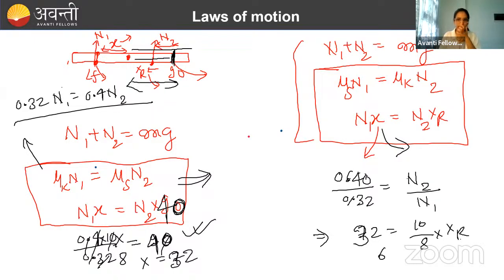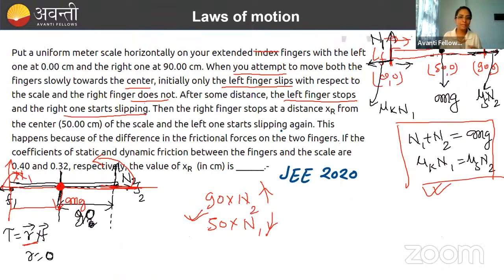Again, here I have made a mistake. So 32, 10 by 8. XR will be equal to how much? 8 into 2, 6. 8 into 3, 25.6 centimeter XR. This is your answer. Done. So here we wrote 90 now. That distance from here will be 40 only, not 90. Clear? So the question was not difficult actually.